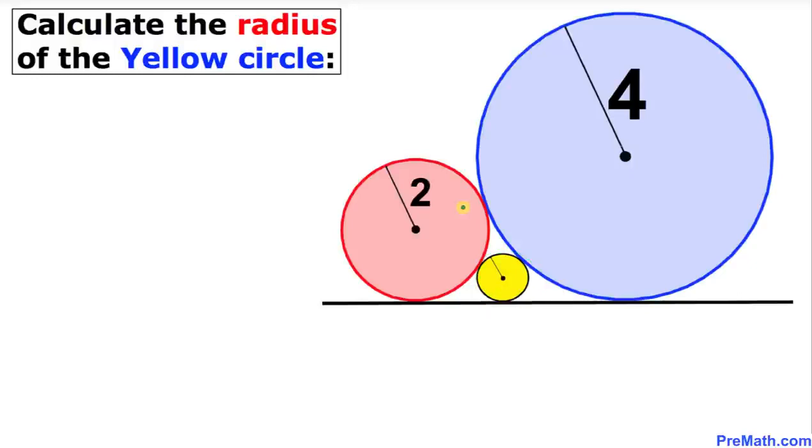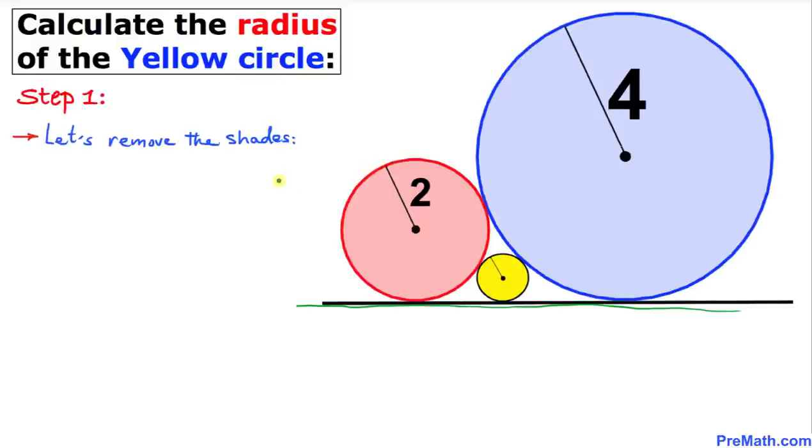In this video tutorial, we are going to calculate the radius of this yellow circle, that is the smallest one. And moreover, we got these three circles. The blue circle has radius 4, while the red circle has a radius 2, and all these circles are pairwise tangent to each other, and this horizontal line is our line of tangency.